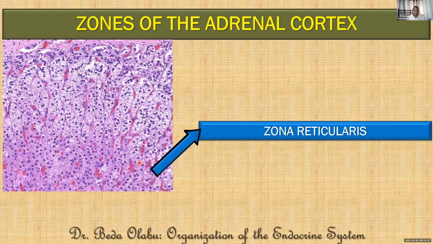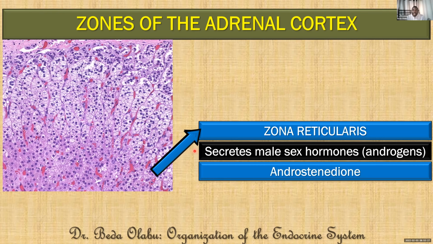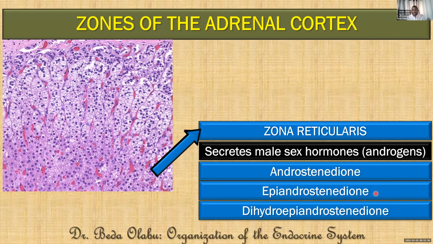The cells of this zone secrete the male sex hormones, and this is okay whether you are male or female. The zona reticularis produces androgens, male sex hormones. The name of these androgens may be a bit different from the testicular androgens. The androgens that come from the adrenal cortex are androstenedione, epiandrostenedione, and dehydroepiandrosterone. Those are the androgens which come from the adrenal cortex.